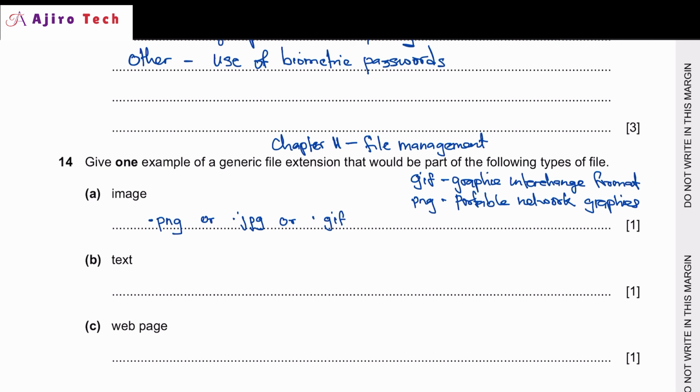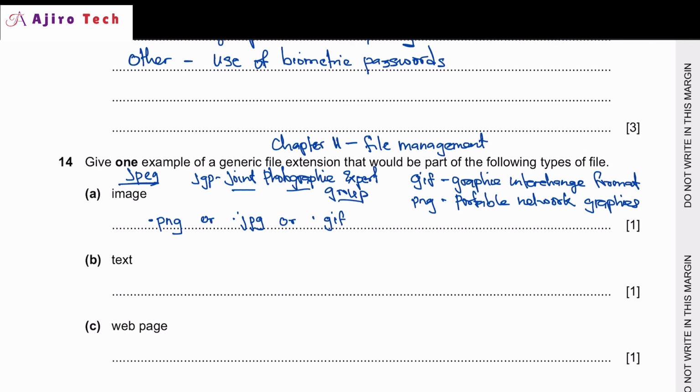Where can I write JPG? Let me write it here. JPG means joint photographic expert group. Okay. So this one means JPEG, right? Then if you want to do the JPG, you remove this expert. So we have joint photographic group.